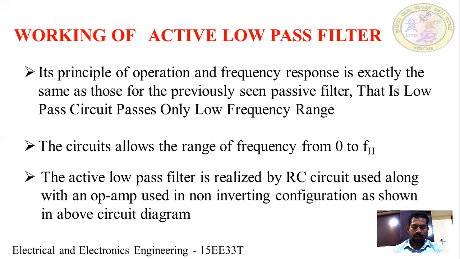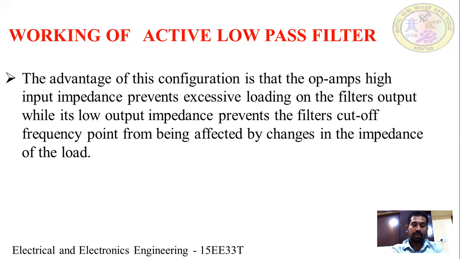The output is constant up to fc, and beyond fc the gain does not drop immediately to 0, but reduces with a slope of 20 dB per decade, that is, reduces by a factor of 10 when the frequency increases by a factor of 10. The active low-pass filter is realized by an RC circuit used along with an op-amp in non-inverting configuration, as mentioned in the circuit diagram.